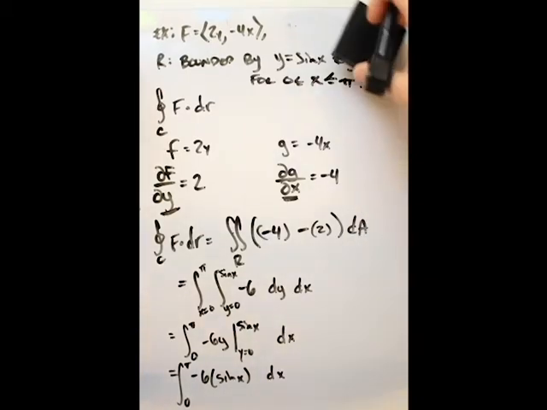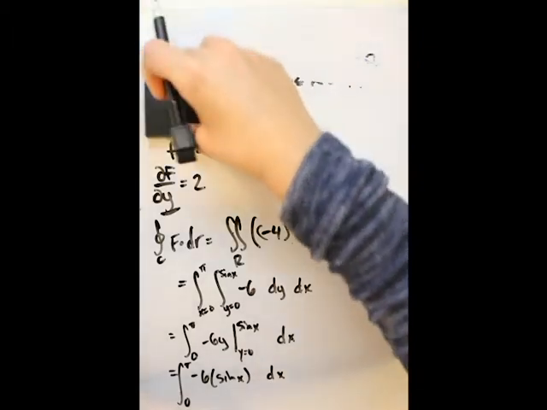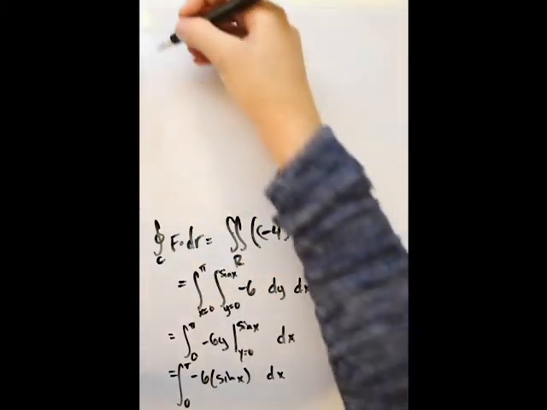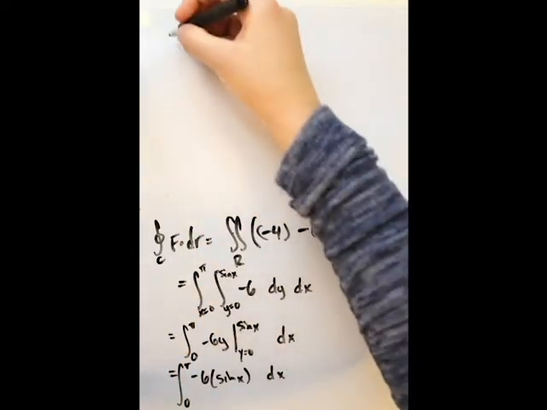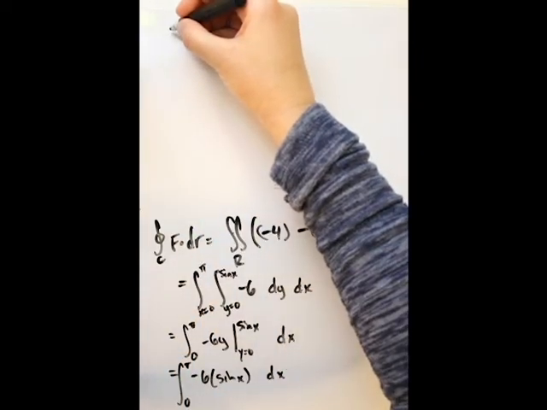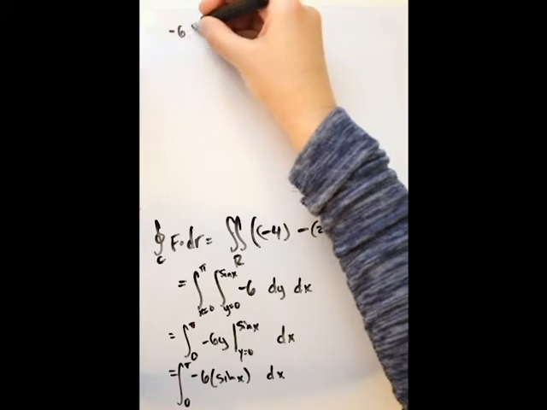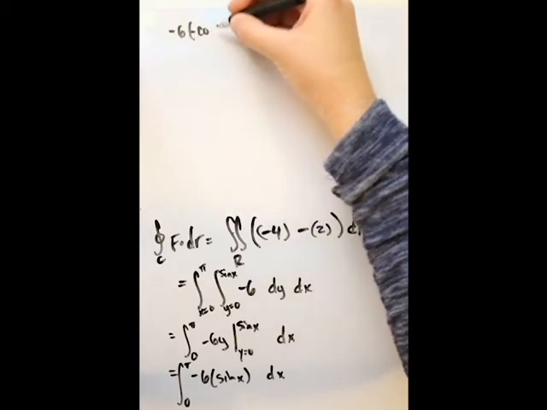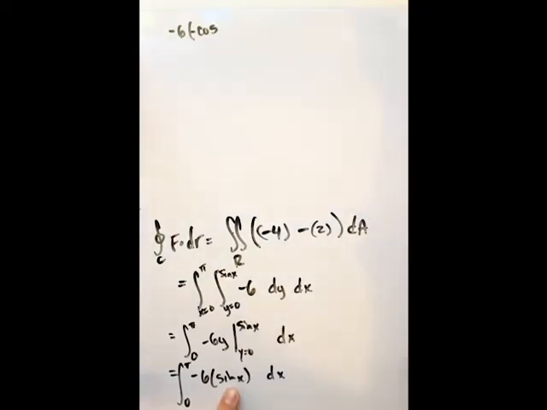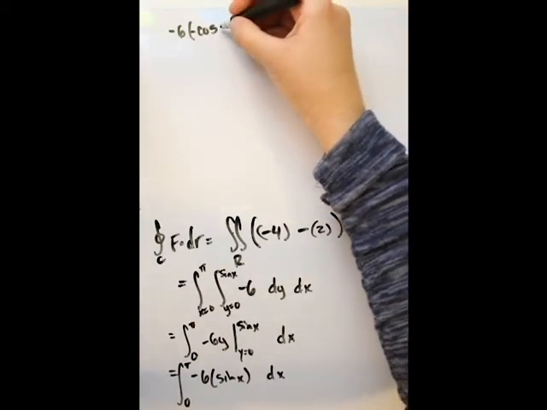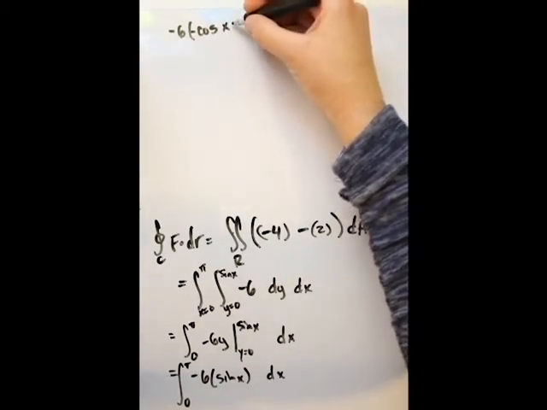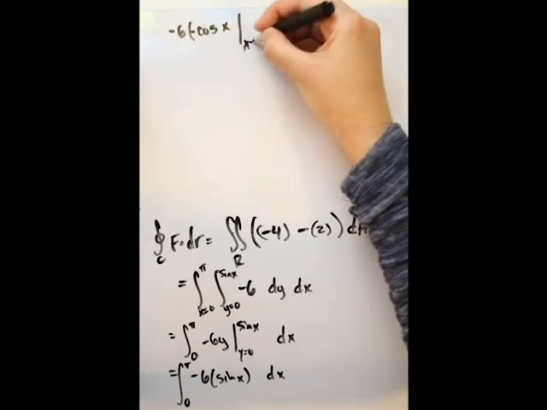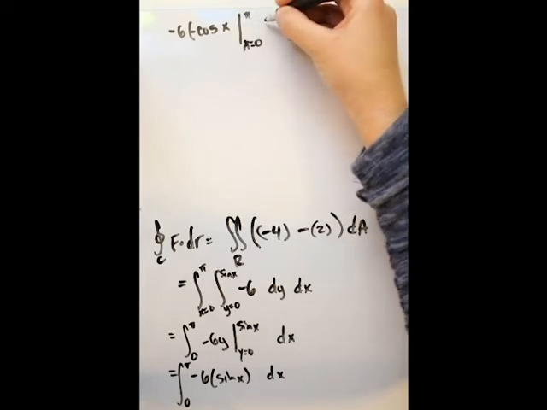So let me move up here. Okay, so we have negative 6 times negative cosine, because the integral of sine here is going to give us negative cosine x. And this is going to be defined for x from 0 to pi.